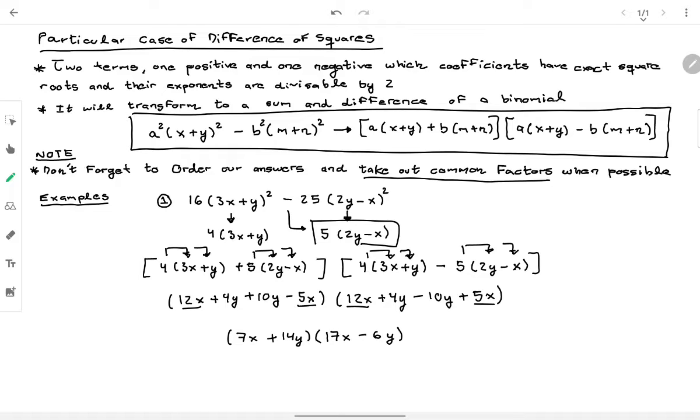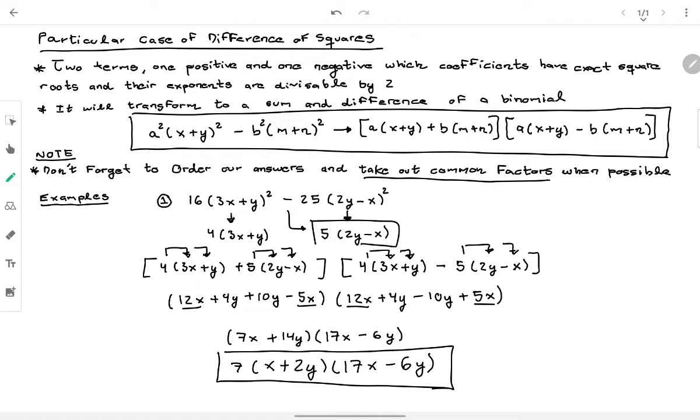So on the first parenthesis, I can take out a 7, and it's going to be x plus 2y that multiplies 17x minus 6y. And this is going to be our answer, the most simplified answer that we can get on this type of factoring. So as we saw, it's only applying the same rule of difference of squares. The only thing is that we are going to have to do some extra steps because of the parentheses.